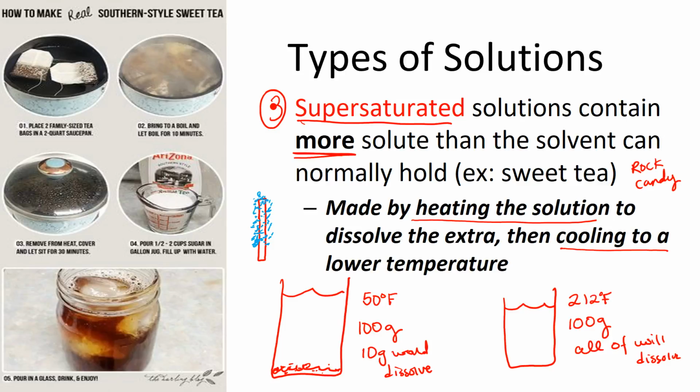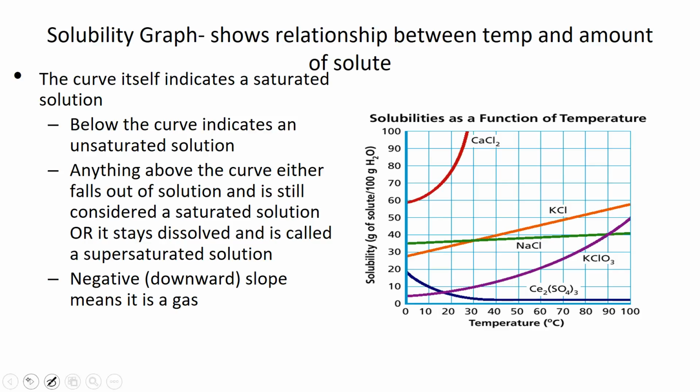They dip it in there and then they put it in something really cold very quickly and it automatically becomes a solid again and it crystallizes into the cool looking candy that you see. And it's very tasty because it's essentially just straight up sugar. So those are the three types: saturated, unsaturated, supersaturated.